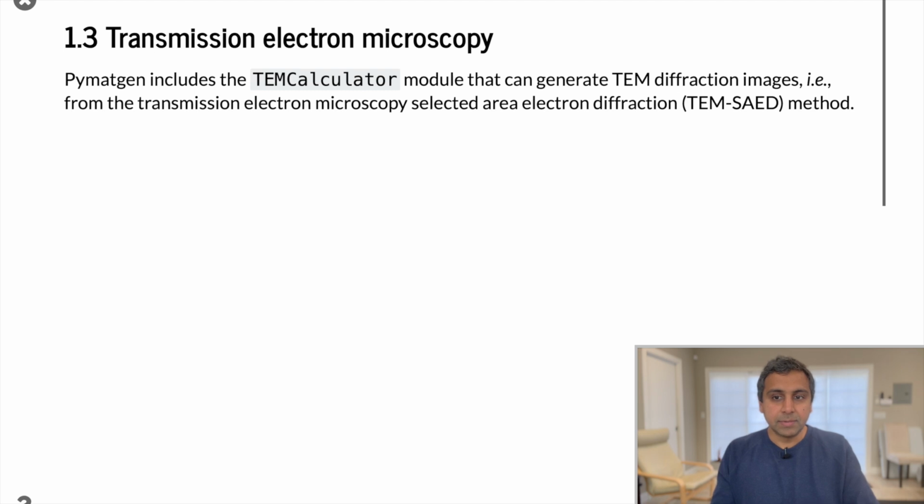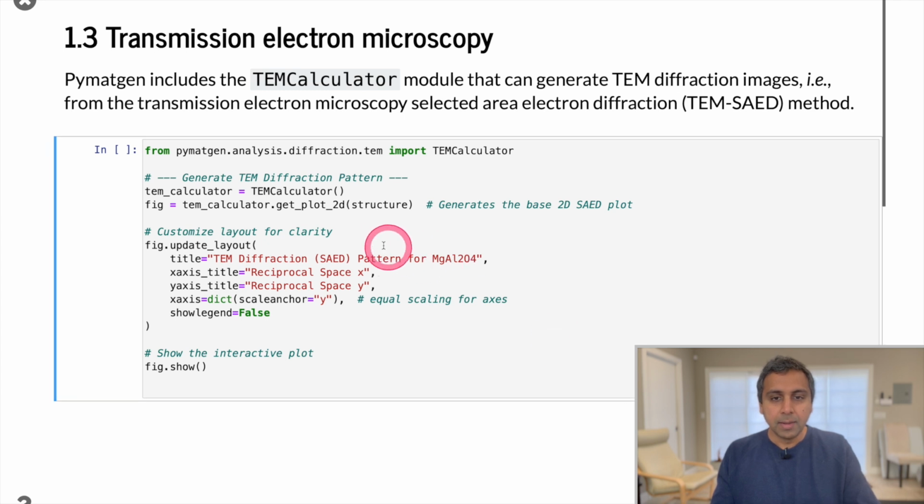This is from TEM diffraction, and this is corresponding to a method like selected area electron diffraction. And so this is going to give you a 2D plot of peaks. And there's kind of a shortcut way to use it and a longer way to use it. So I'll show the shortcut way first, and then we'll go through the longer way. But in order to use this calculator, you import the TEMCalculator, and then the shortcut way is to use this get_plot_2d function on your crystal structure, again magnesium aluminate, and then you can just get this plot and customize it to your liking.